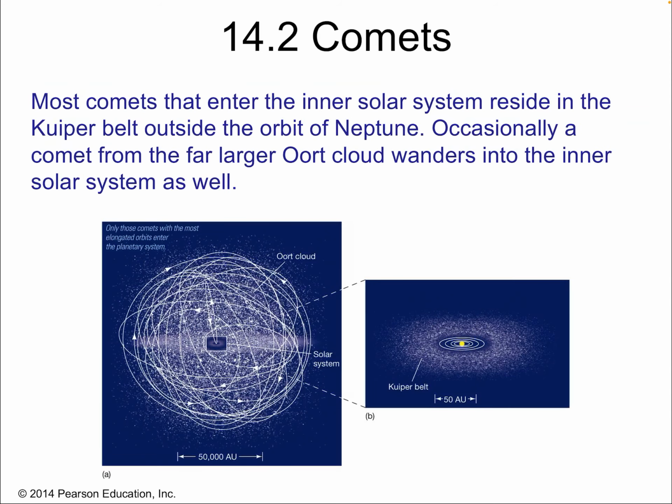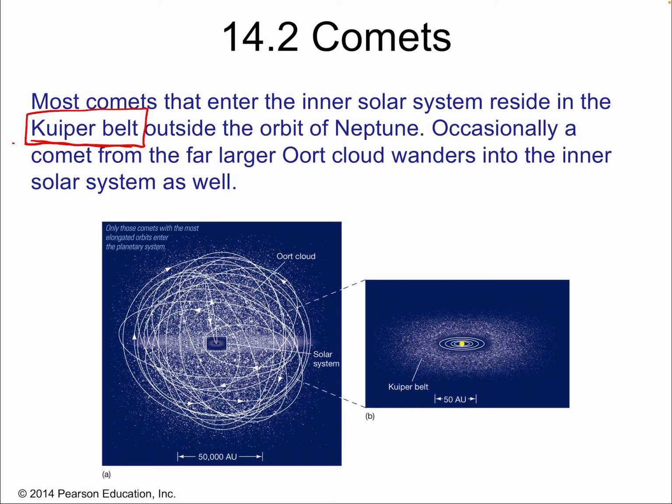Okay, so most comets that enter the inner solar system reside in the Kuiper belt originally. Okay, outside the orbit of Neptune. So any orbit outside of Neptune is considered the Kuiper belt. Just like there's the asteroid belt, now there's the Kuiper belt. We don't call it the comet belt. That might be a good name for it, but instead we call it the Kuiper belt, named after a person.